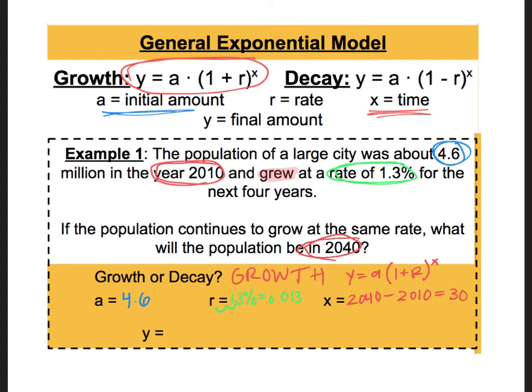Now we have all our information, so we can plug it into that formula, which was a times 1 plus r to the power of x. And we're going to plug in everything we know. So my a value is 4.6, and then we have 1 plus 0.013, and then my x value is 30. I'm going to switch to black just so it's a little easier to read. But when we do this, I like to add what's in the parentheses first just to make my life a little simpler. So I'm going to do 4.6 times 1 plus 0.013 is 1.013.